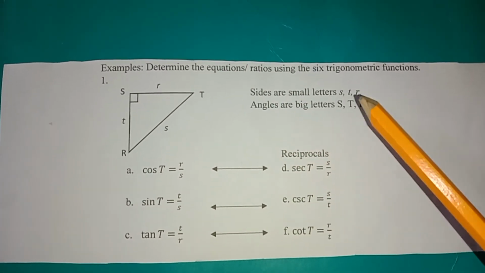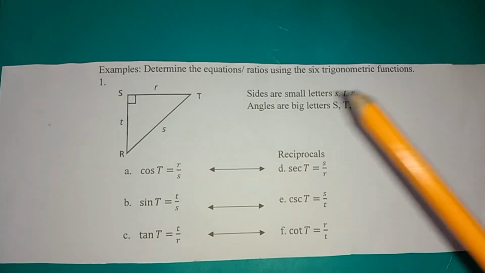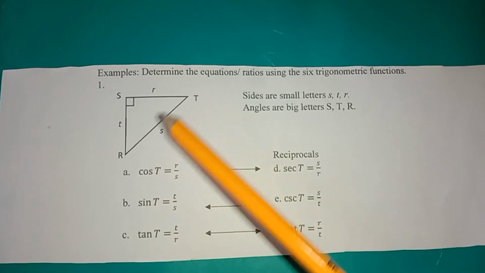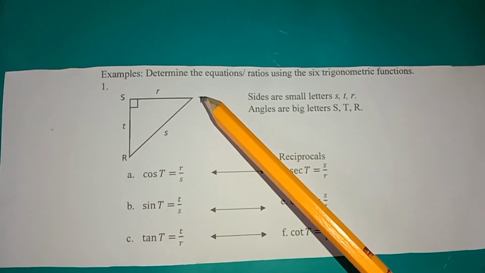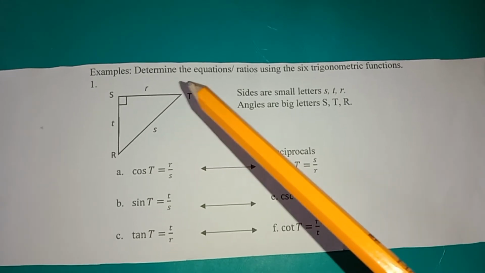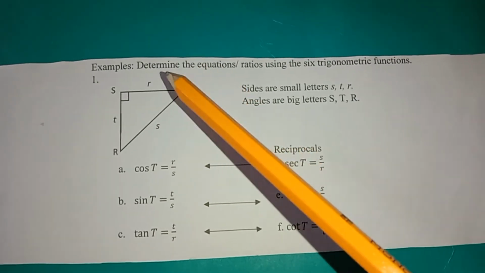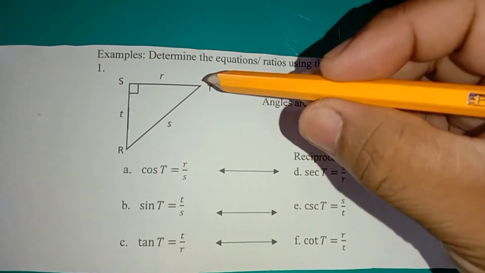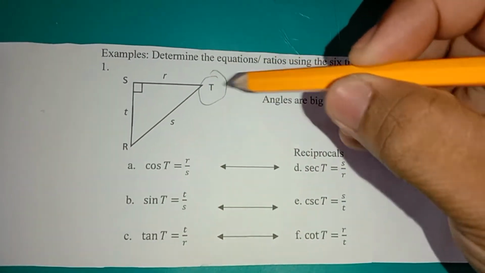Angles are big letters, S, T, and R. Angle S, of course, that is the 90 degrees. Then angle R and angle T. For example, the angle T serves as the reference angle to determine the 6 trigonometric functions. This is our reference angle.